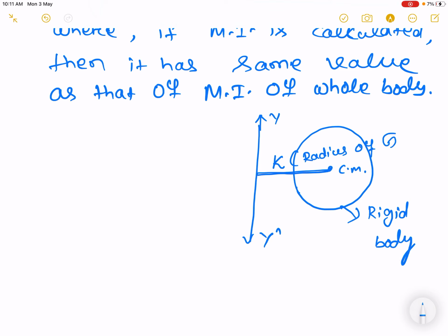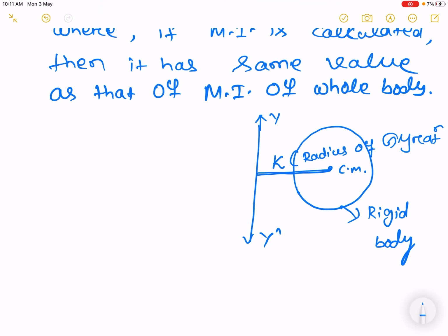Radius of gyration. So how do we define radius of gyration? For a rigid body, it is a distance measured from the center of mass of the body to the axis of rotation, such that if a body rotates about the center of mass, then the moment of inertia about the center of mass is equal to the moment of inertia of the whole body.